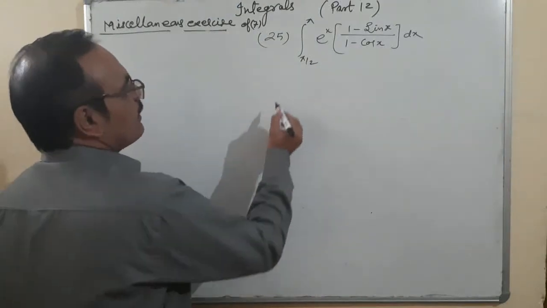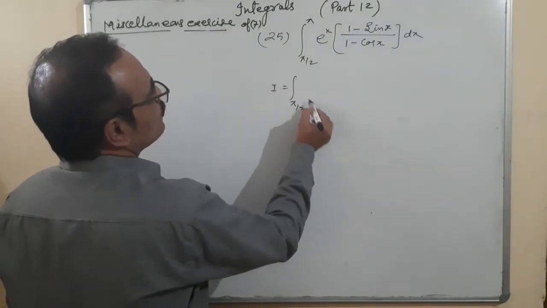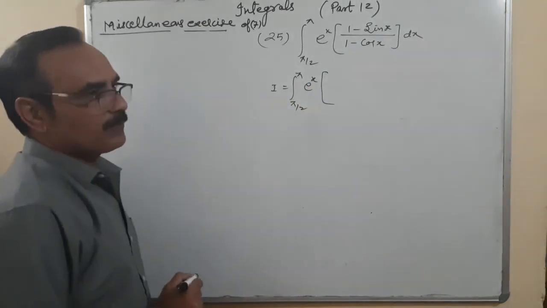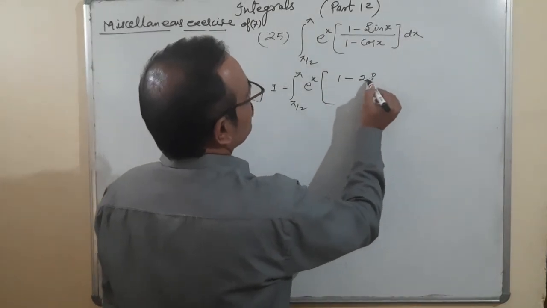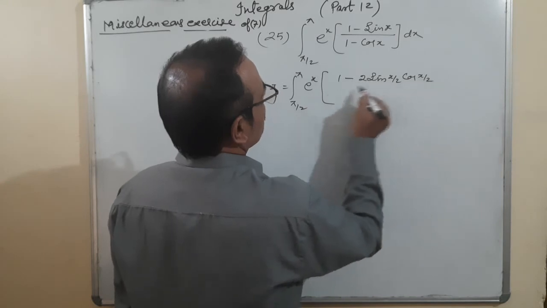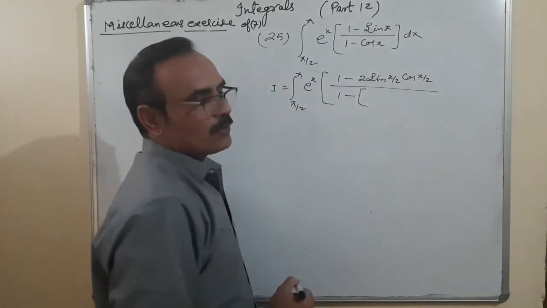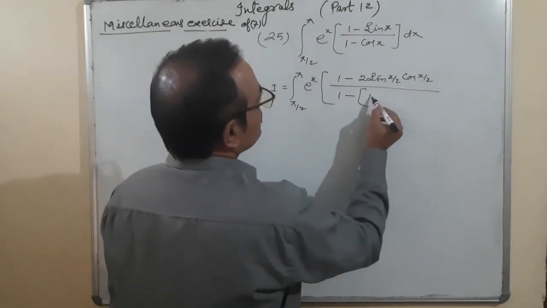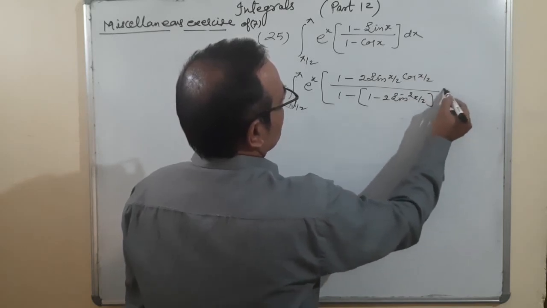Okay. I is equal to integral from pi by 2 to pi of e to the power x. Okay, 1 remains as it is, minus half angle: 2 sin x by 2 into cos x by 2, upon 1 minus cos x, using the formula of cos in which 1 will cancel, plus 1 will cancel, 1 minus 2 sin square x by 2 gives 2 sin square x by 2, dx.